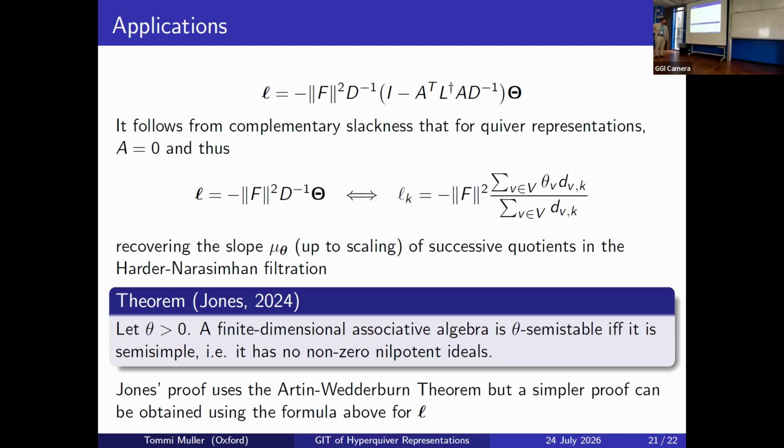It uses some machinery, but you can in fact find a simpler proof just by using the weights profile. So the weights can tell you what the connection is between semi-stability and semi-simplicity for these kinds of algebras or algebra-like objects.